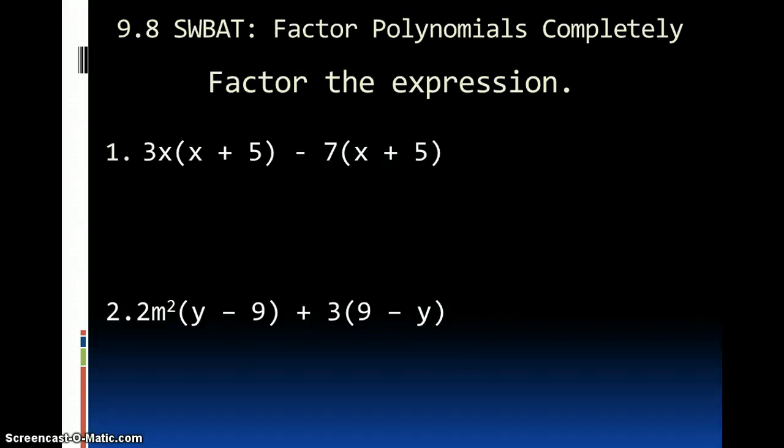Our SWABAT is to factor polynomials completely. So we're going to start with this first slide. Number 1 and 2 are going to help build us up to what's coming up ahead.